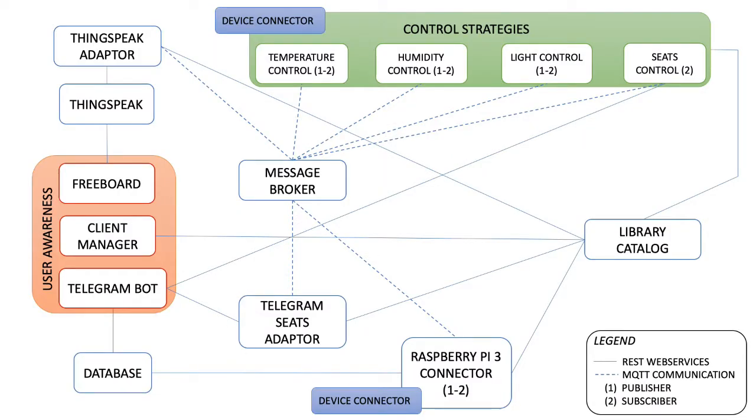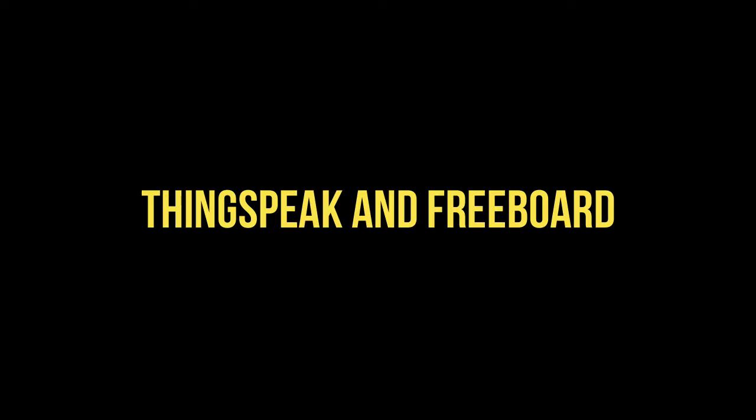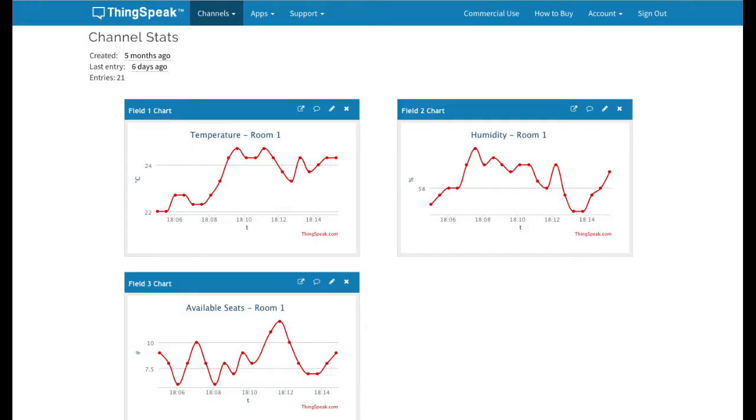The ThingSpeak adapter is used to retrieve all data collected and processed by sensors, and visualize them on dynamic charts. The adapter, in fact, is an MQTT subscriber for temperature, humidity, and seats controllers, and uses REST POST method to upload the aggregated live stream of data on the ThingSpeak platform. In order to visualize the measured values, a ThingSpeak channel has been created for each room of each library. Dynamic charts, updated every 30 seconds, can be visualized in real time on the ThingSpeak channel web page.